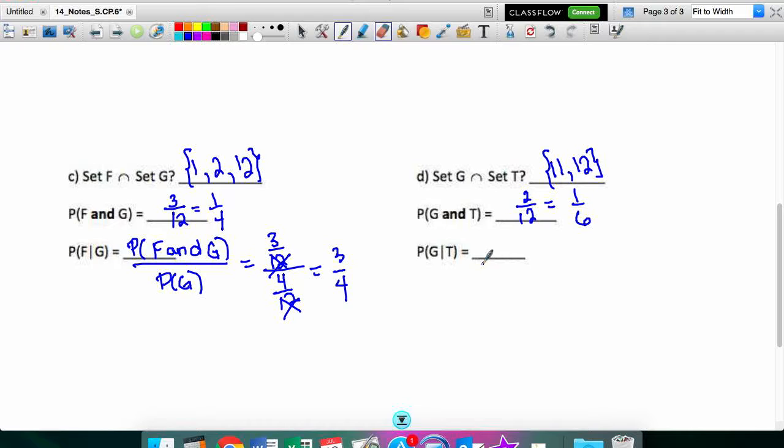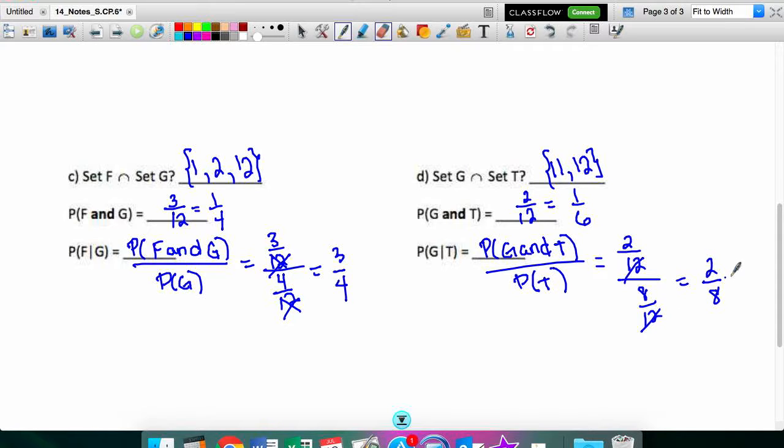Last but not least, probability of G given T will be calculated by the probability of G and T, the and probability, divided by the probability of the second term, T. Okay, so the and probability, once again, we calculated above. I'm going to leave it in its unreduced form, 2 out of 12, and divide it by the unreduced probability of T, which is also listed above as 8/12. The 12s cancel, and we're left with 2 out of 8, or 1/4. And that's the end.